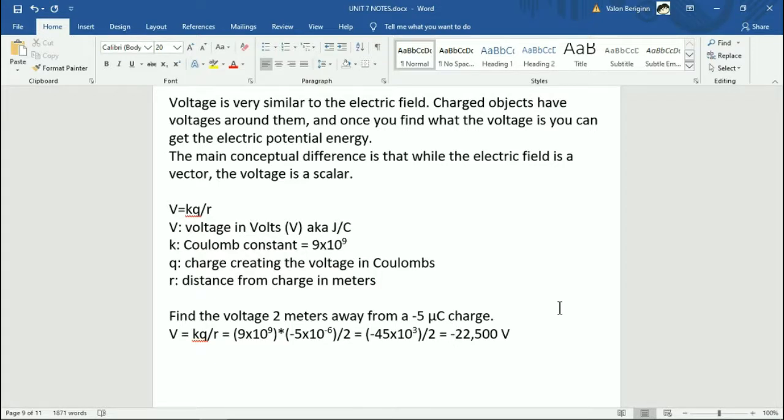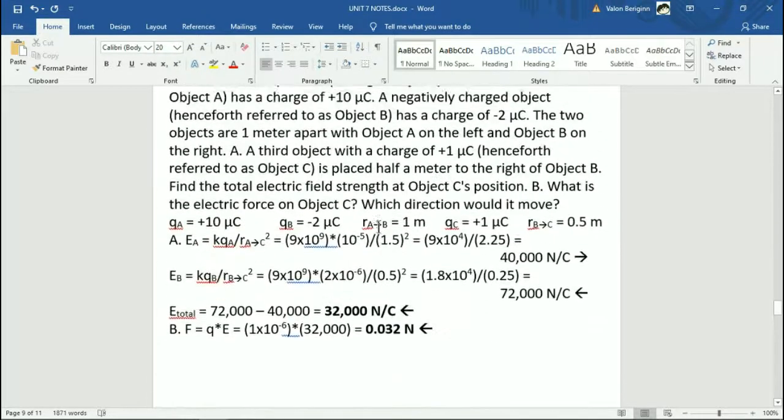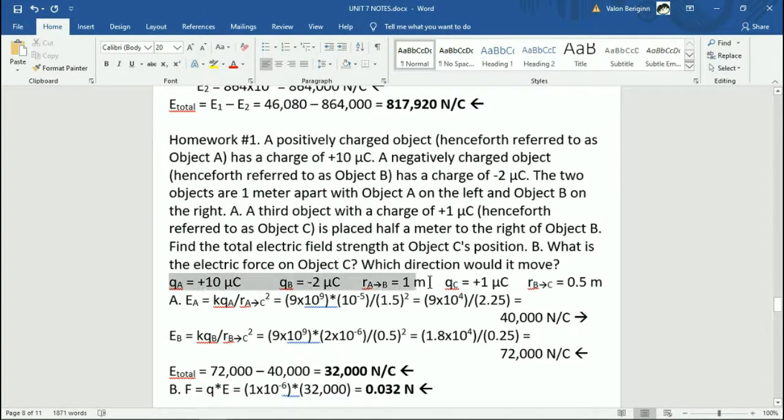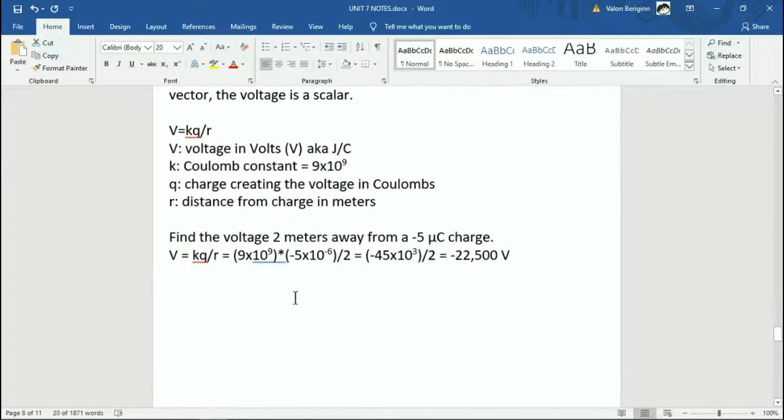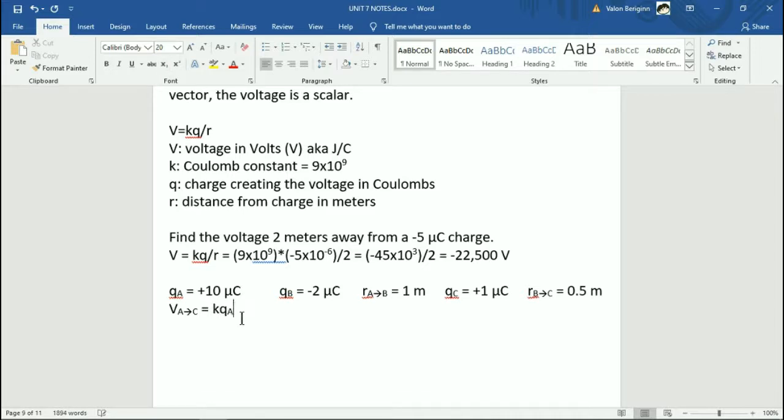Now, the advantage of this especially comes into play when you have multiple charges. Let me copy this question here, but now instead of finding total field strength, let's find total voltage. So we want to find the total voltage, which means we have to find the voltage from A to C, and we're going to have to find the voltage from B to C.